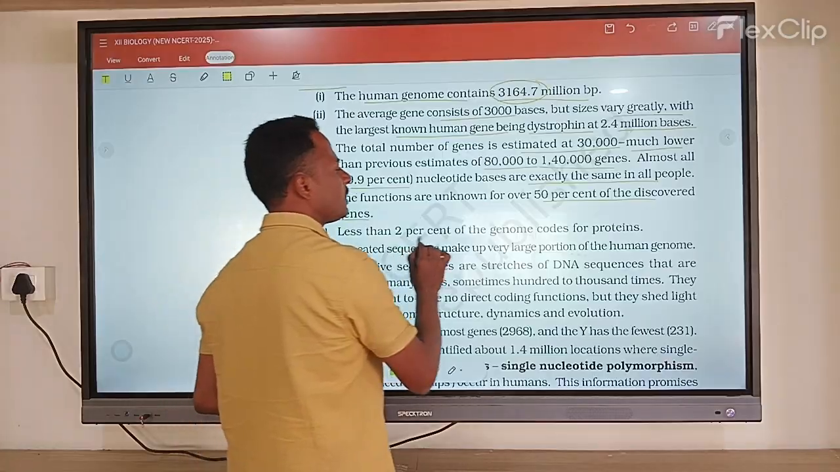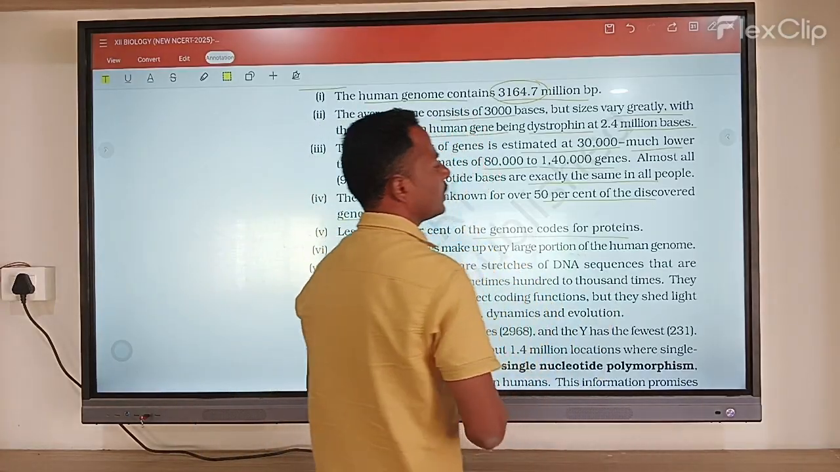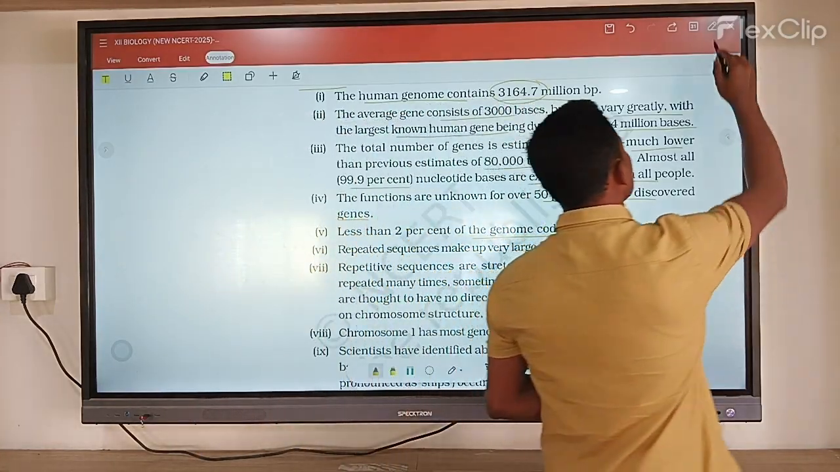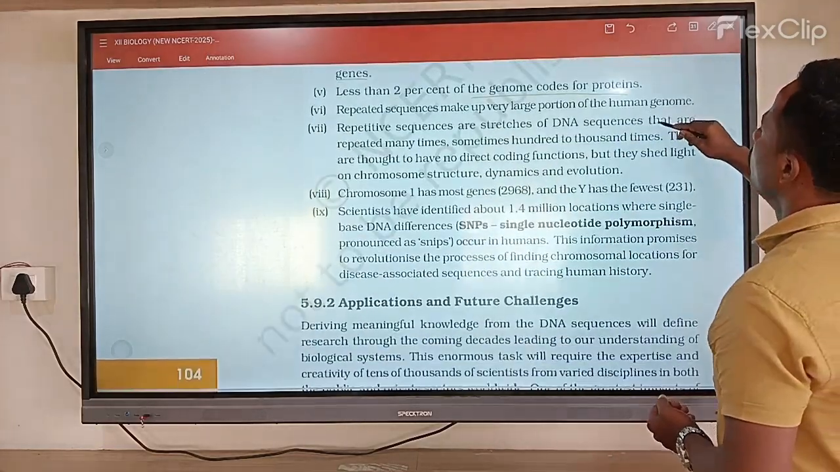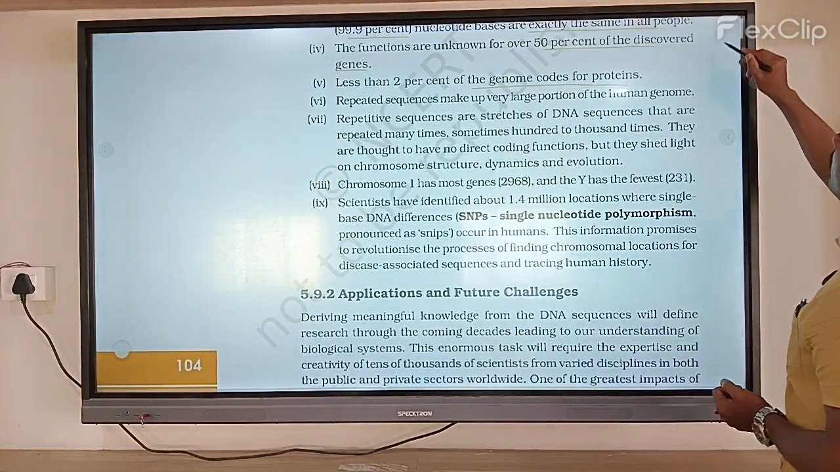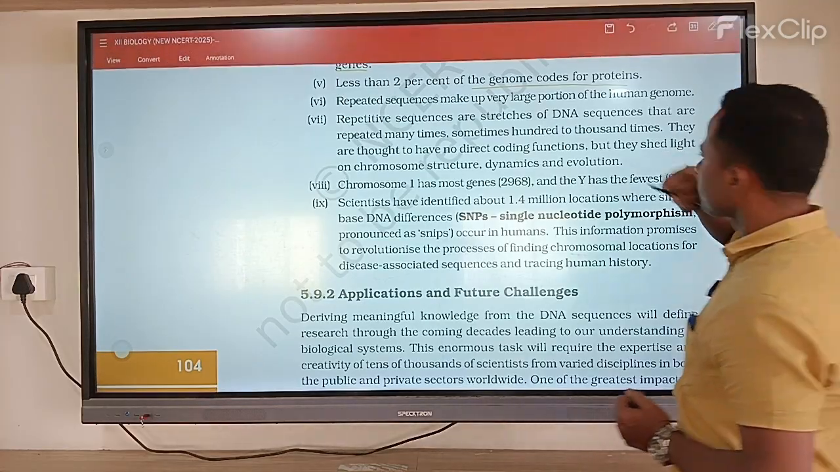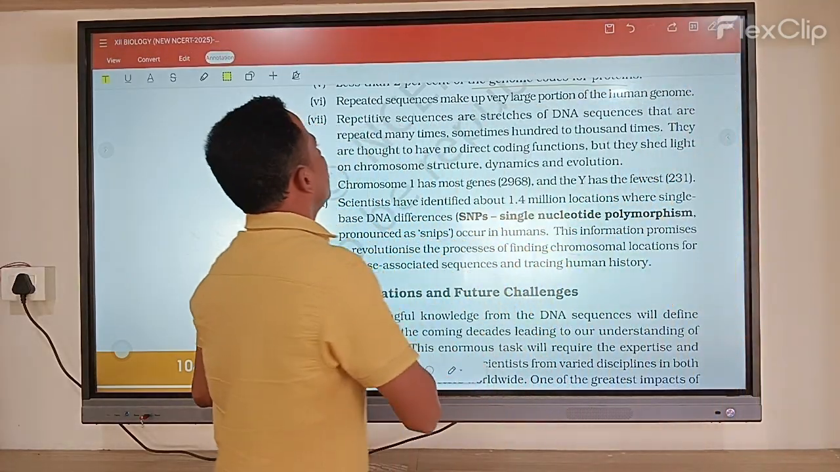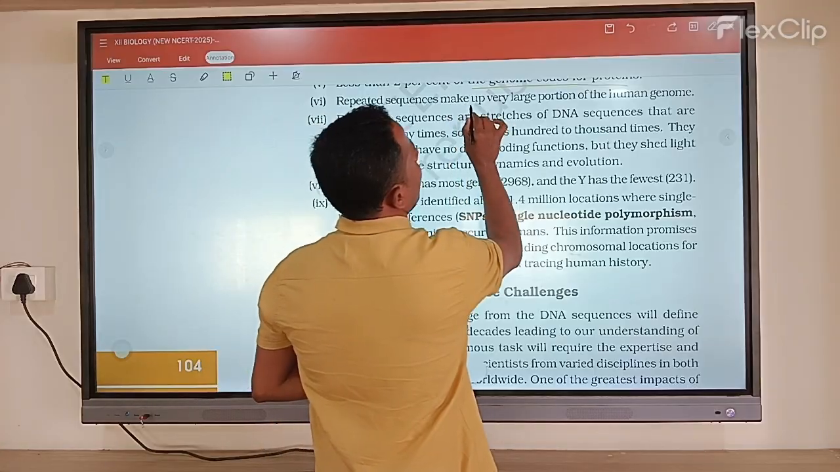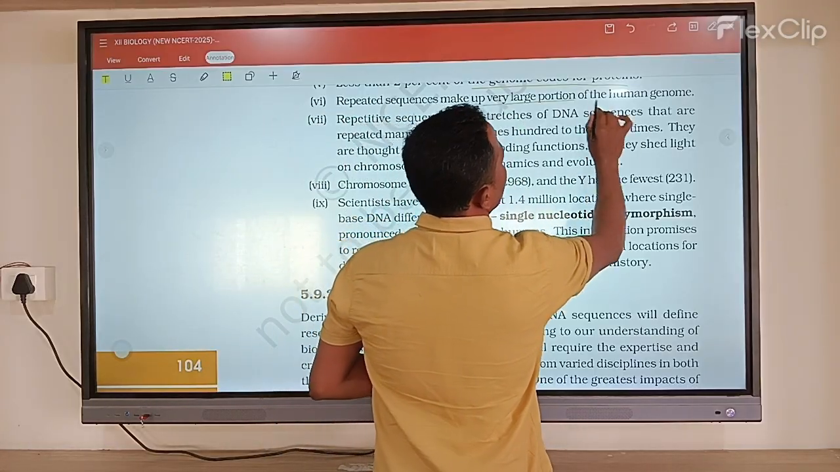Less than 2% of the genome codes for proteins. So mostly the 2% of genes code for what? Protein. Code for protein. Next, the repeated sequences make up a very large portion of the human genome.